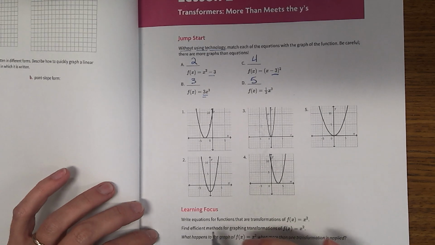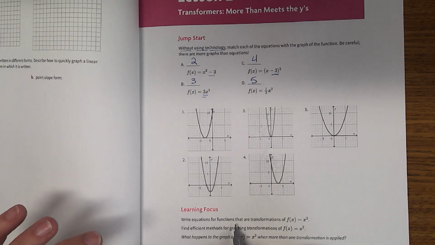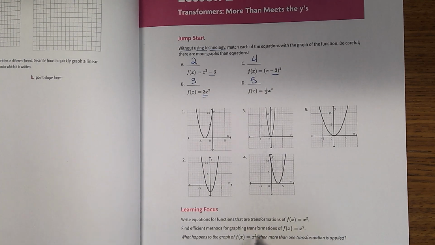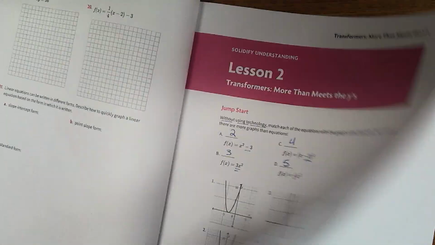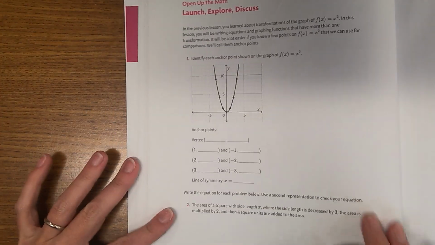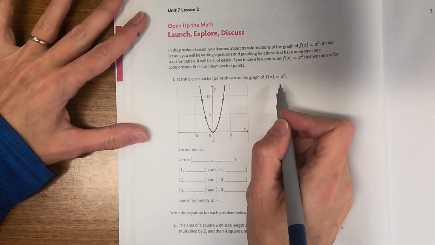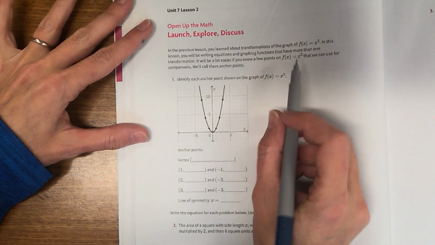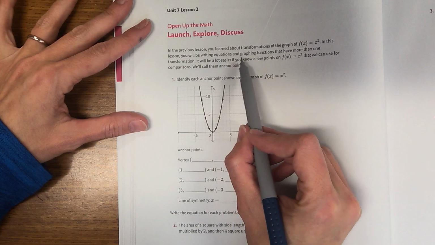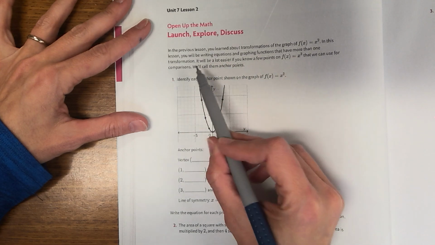Okay, so our learning focus for today is to write functions that are transformations and find efficient methods for graphing. So what do we see happening? What patterns can we notice? And how can we use that to help us get through this? So let's start with one that we're pretty familiar with, taking a look at our y equals x squared, our favorite parent function. In this lesson, you'll be writing equations and graphing functions that have more than one transformation.